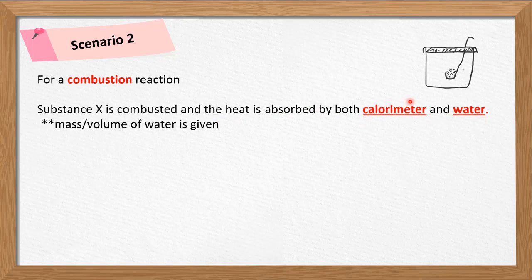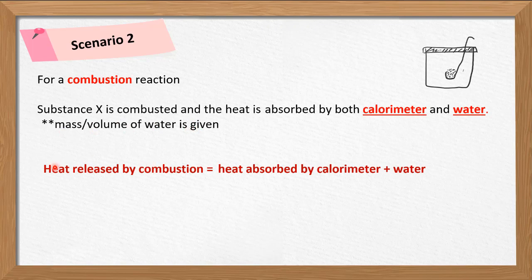that means the question gives you some of the information of the calorimeter, or they want to find something about the calorimeter, and they give you the information of water. So mass or volume of water is given. Therefore, you know that heat is released by combustion reactions, and the heat is absorbed by both calorimeter and water. So there's information for calorimeter, there's information for water. Then this one will be your formula.